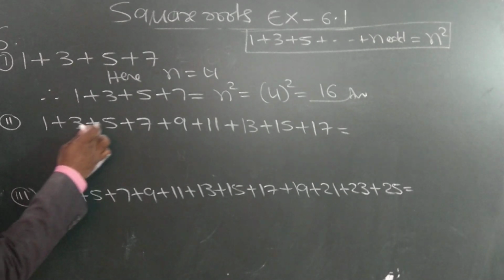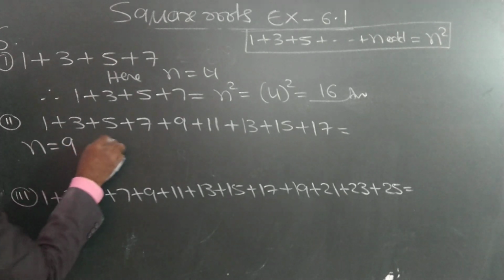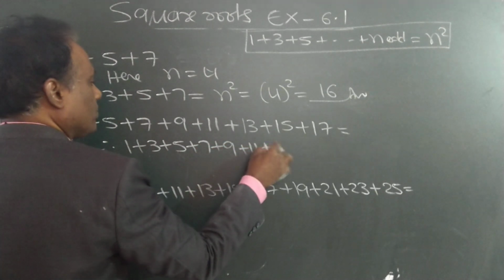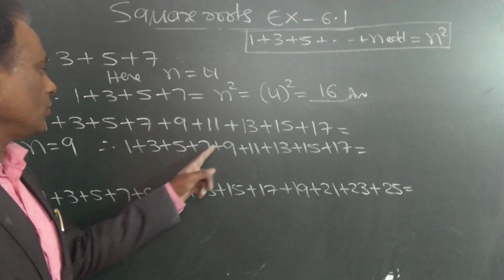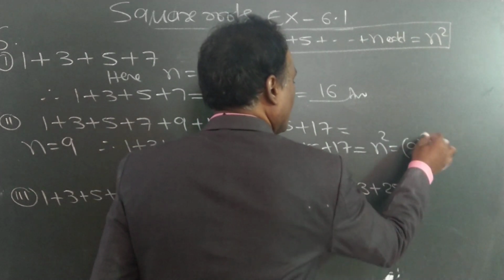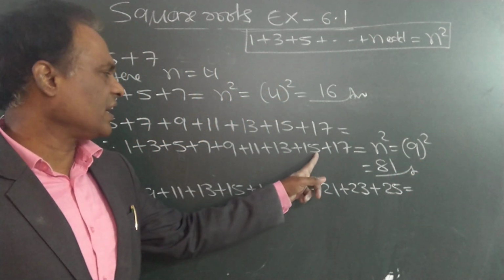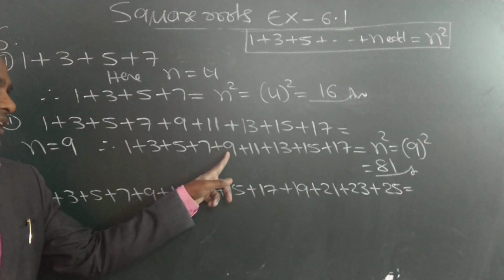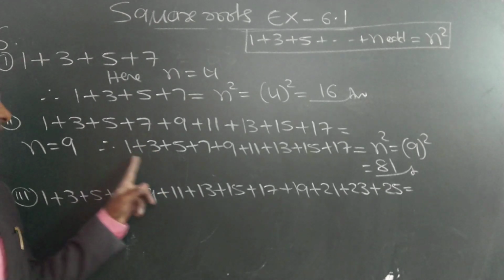See here, 1, 2, 3, 4, 5, 6, 7, 8, 9. n is equal to 9. Therefore 1 plus 3 plus 5 plus 7 plus 9 plus 11 plus 13 plus 15 plus 17 is equal to n square, that is 9 square. 9 square is 81. Even if you can try: 17 plus 15 is 32, 32 plus 13 is 45, 45 plus 11 is 56, 56 plus 11 is 65, 72, 77, plus 3 is 80, plus 1 is 81.